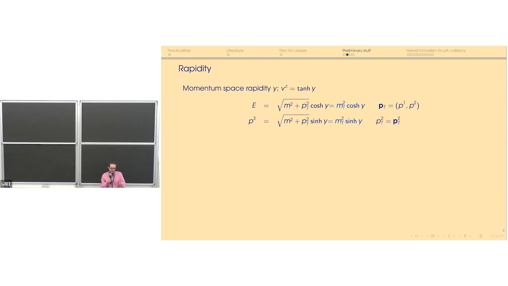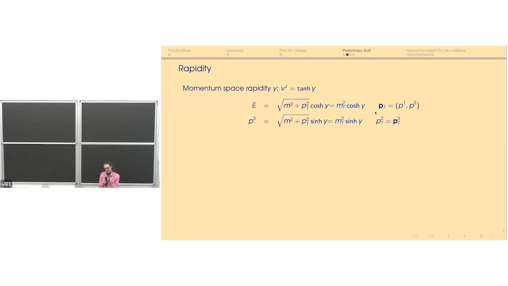And that comes at the expense of, we're not worried about things being boost invariant in transverse directions. We work in the transverse direction. We're working in a specific coordinate frame, which is the center of mass frame, but we want to be able to boost things in the longitudinal direction. This is why we always have this separation transverse and longitudinal.